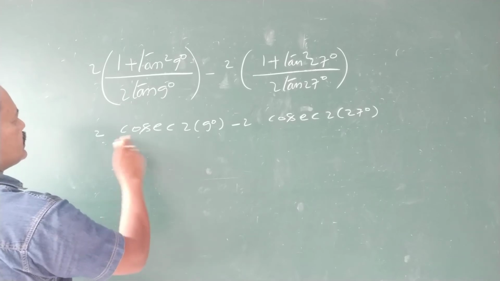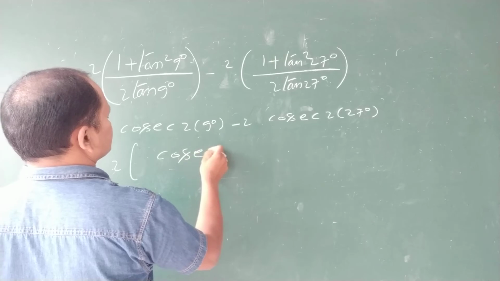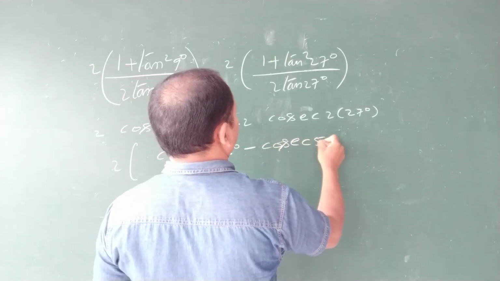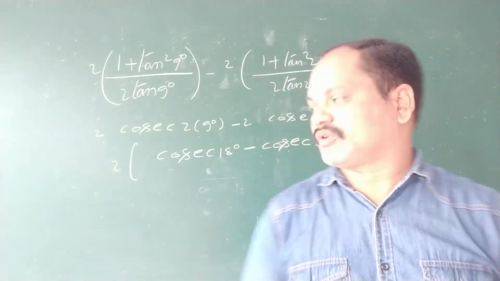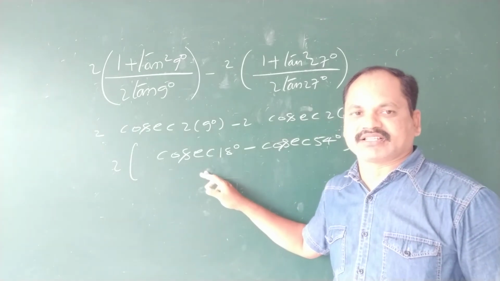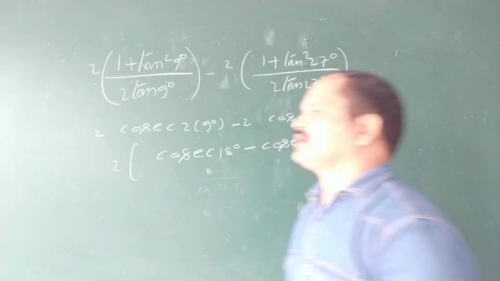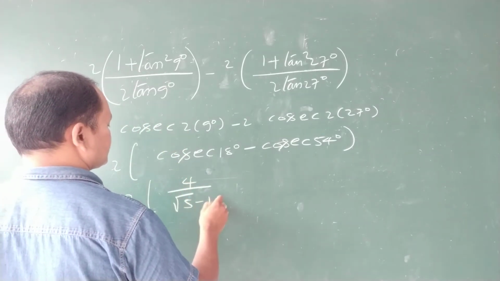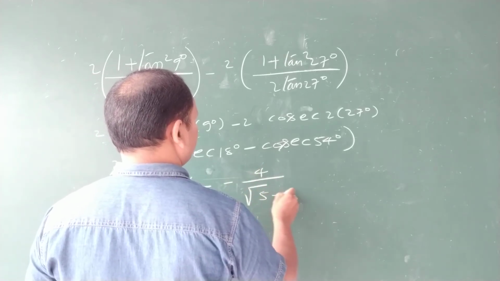That's why take common 2 from this. Here it is cosecant 18 degrees minus cosecant 54 degrees. That's all. Actually, cosecant 18 is 4 by root 5 minus 1, since this is the reciprocal of sin 18, and this is the reciprocal of sin 54. That's why it is 4 by root 5 minus 1, minus 4 by root 5 plus 1.